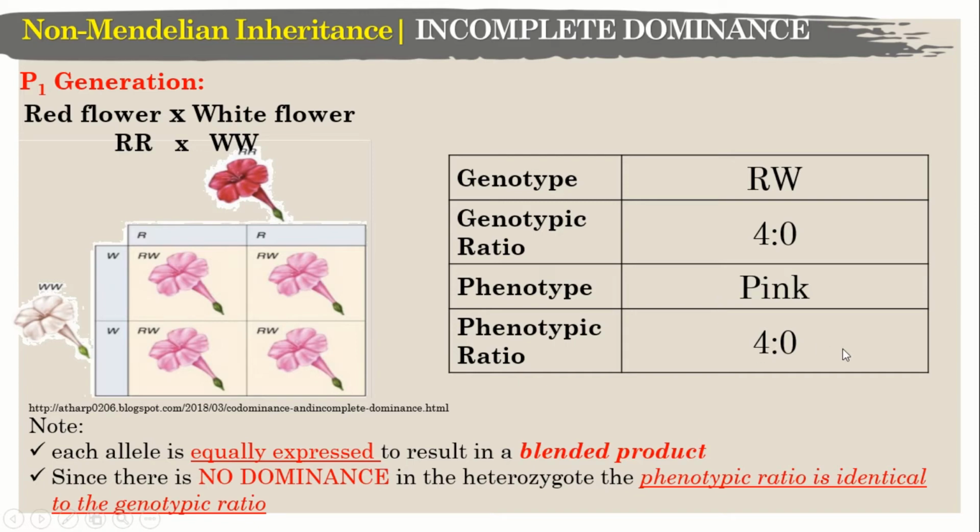Take note, as we mentioned earlier, since each allele is equally expressed, for it to result in a blended product, and there is no dominance in this cross, that means whatever your phenotypic ratio is, that would be similar or identical to your genotype. That's why 4 is to 0, you have 4 is to 0, because there is no dominant and recessive gene.